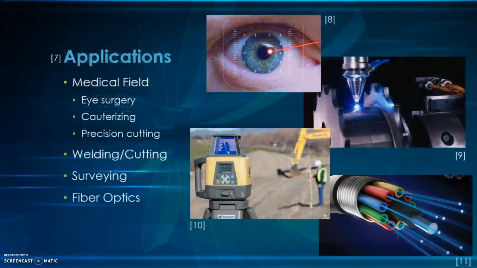Lasers play a big role in our everyday lives. For example, in the medical field, lasers are responsible for a lot of eye surgery, whether it's cataract surgery or corrective LASIK. They're also used for cauterizing open wounds as well as precision cutting during surgery. Lasers can also be used for welding and cutting metal in factory production lines. Lasers can also be found in surveying equipment that is used to measure landscapes on construction sites. And lastly, they can be found in fiber optic cables, which we use for communication, such as the internet.